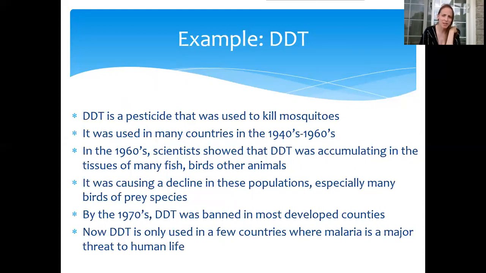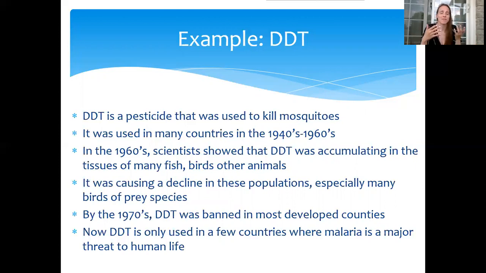There are still some developing countries in the world that use DDT. Usually it's countries that have really high death rates because of malaria. Malaria is a disease that's transmitted by mosquitoes. So if it comes down to, are we going to let humans die from malaria in order to protect the birds?